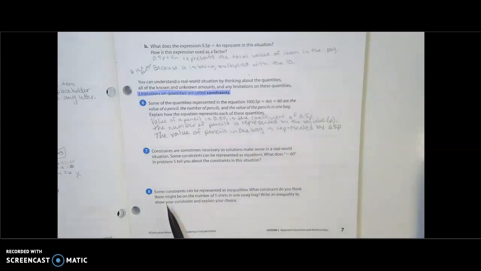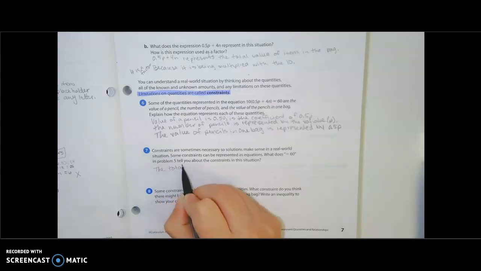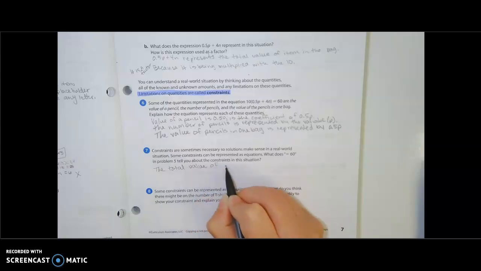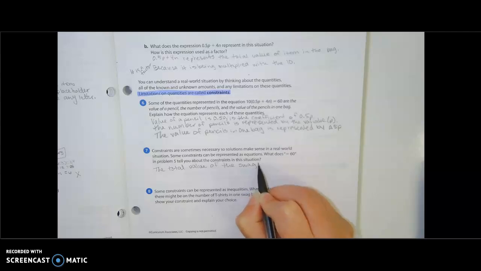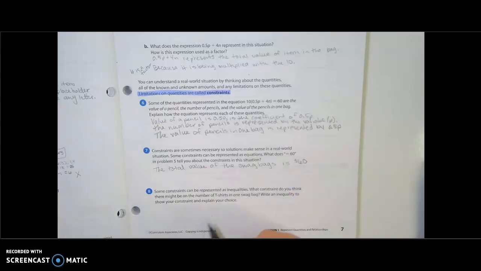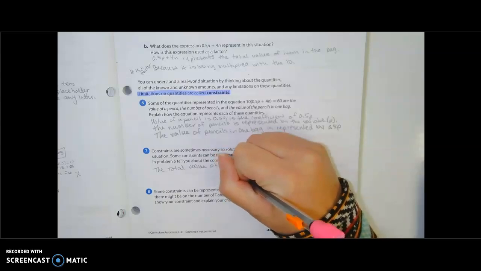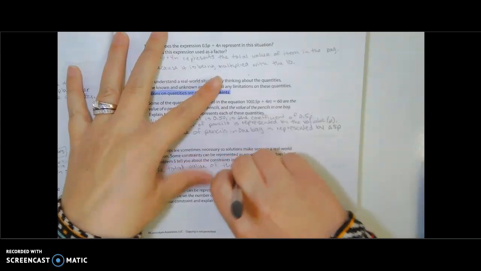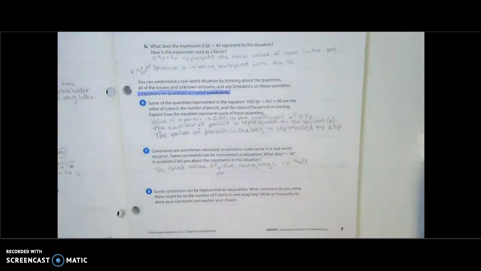Number 7. Constraints are sometimes necessary so solutions make sense in a real-world situation. Some constraints can be represented as equations. What does equals 60 in problem 5 tell you about the constraints on this situation? Well, that tells me that I know the total value of the swag bags is $60. And then we could put in there, of all the swag bags, I guess. Of all the swag bags is $60. That's what that represents.